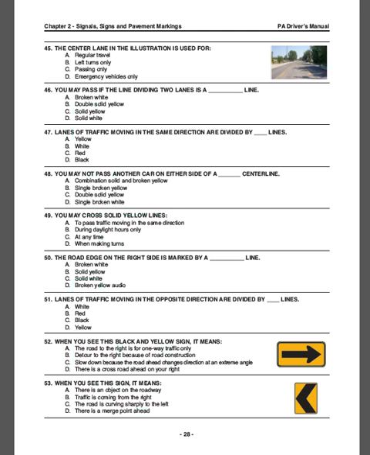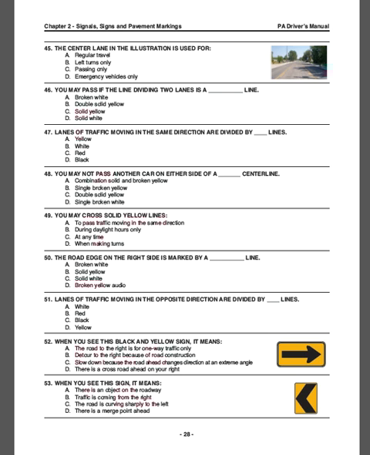48. You may not pass another car on either side of what kind of center line? A, combination solid and broken yellow. B, single broken yellow. C, double solid yellow. D, single broken white. The answer is letter C. Do not pass a car on either side of a double solid yellow center line.